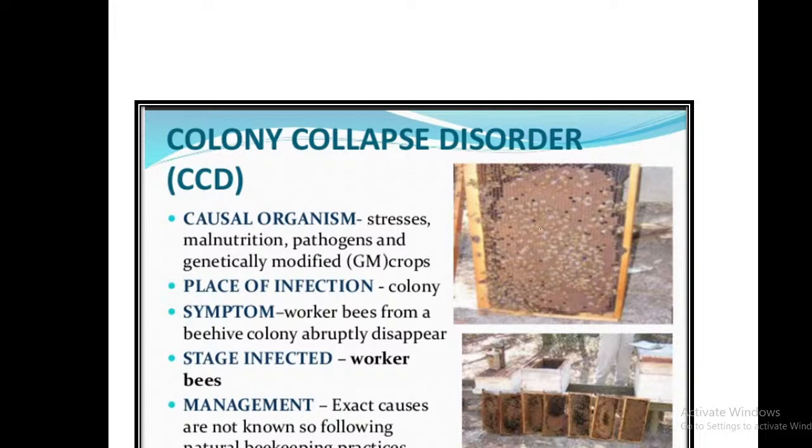Collapse means collapse ചെയ്ത് പോവുകയാണ്, disappear or move away from that place. അതിനെയാണ് colony collapse എന്ന് പറയുന്നത്. Causal factors, causative agents may be, or the factors which cause this are stress, malnutrition, food ഇല്ലാതെ വരിക, തേൻ ഉള്ള ചെടികൾ ഇല്ലാത്ത കണ്ടീഷൻ വരികയാണെങ്കിൽ, if there are genetically modified crops, then pathogens, the worker bees will leave the hive and they will fly away.